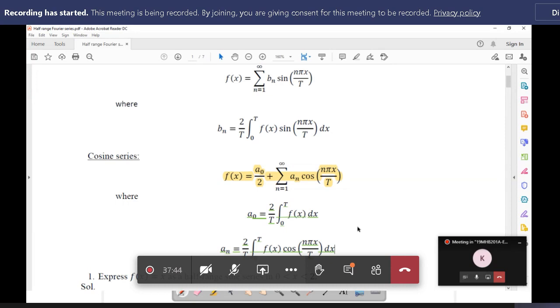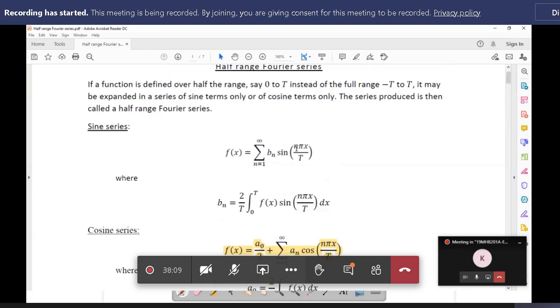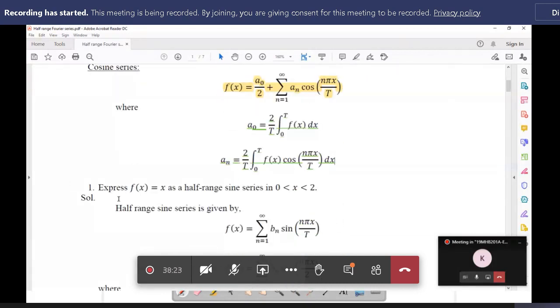So the difference between full range and half range is, in the full range the interval is always given as minus t to t, and if it is defined as a half range, 0 to t, then the same Fourier series is represented with a slight modification. The modification is that the full-range series contains all three terms, that is cosine terms, sine terms and the a naught by 2 constant term, whereas the half-range series contains either cosine terms or sine terms. So now we take an example.